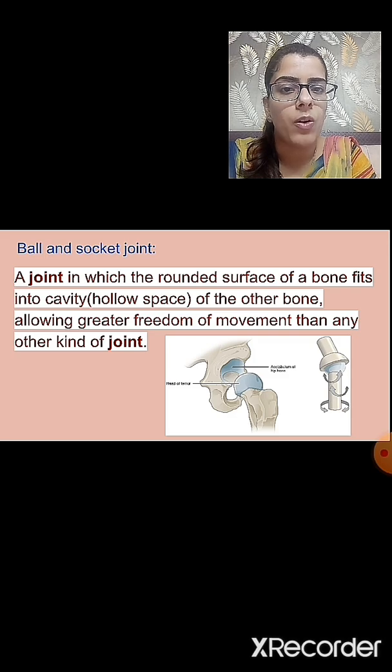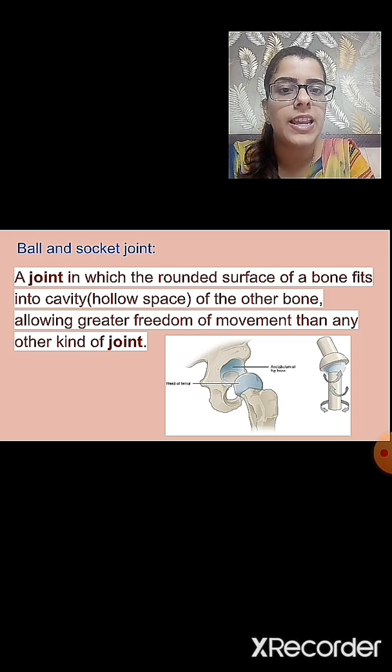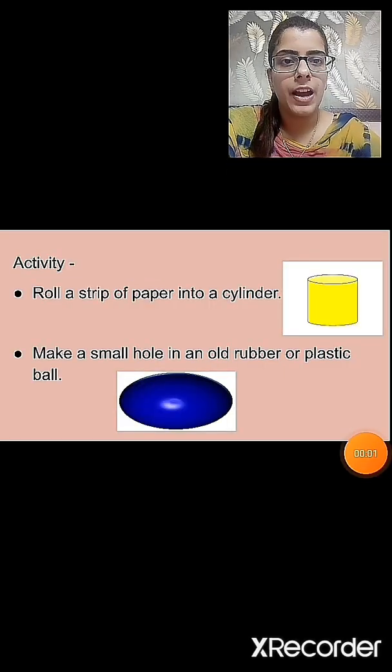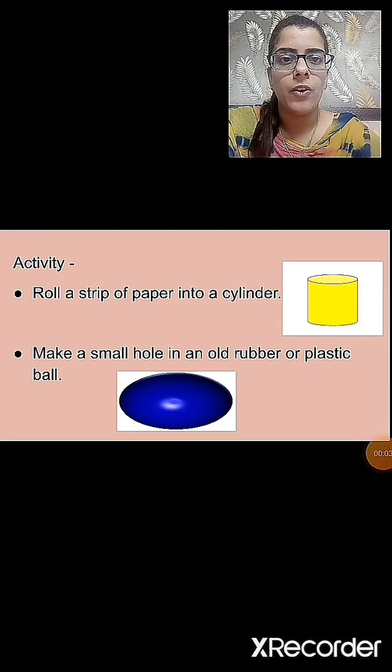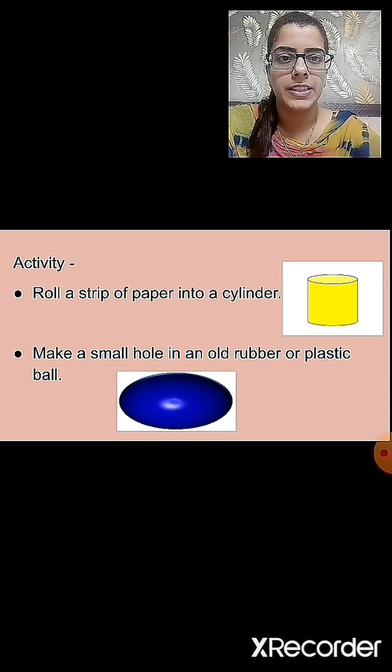So, in a ball and socket joint, the rounded surface of one bone fits into the cavity, that is the hollow space, of the other bone. Ball and socket joints allow greater freedom of movement than any other kind of joint present in our body. Now, to study the structure of the ball and socket joint, we performed an activity. Let's see how this activity is carried out.